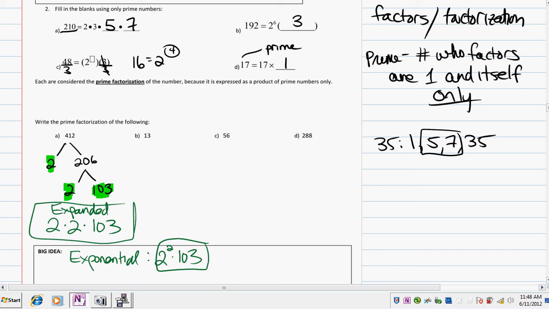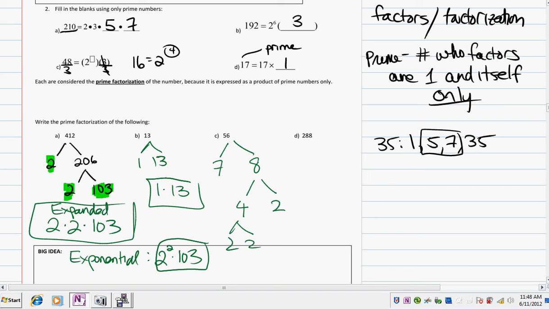And so we can do the rest here. 13 is just 1 times 13. So this is 1 times 13 is the product of primes. 56. So 56, I think of 7 and 8. I think of 8, I think 4 and 2. 4, I think 2 and 2. And so the fruit at the bottom of my tree are 3 2s and a 7, which I could write as 2 times 2 times 2 times 7, or 2 cubed times 7. Either way, exponential or expanded.